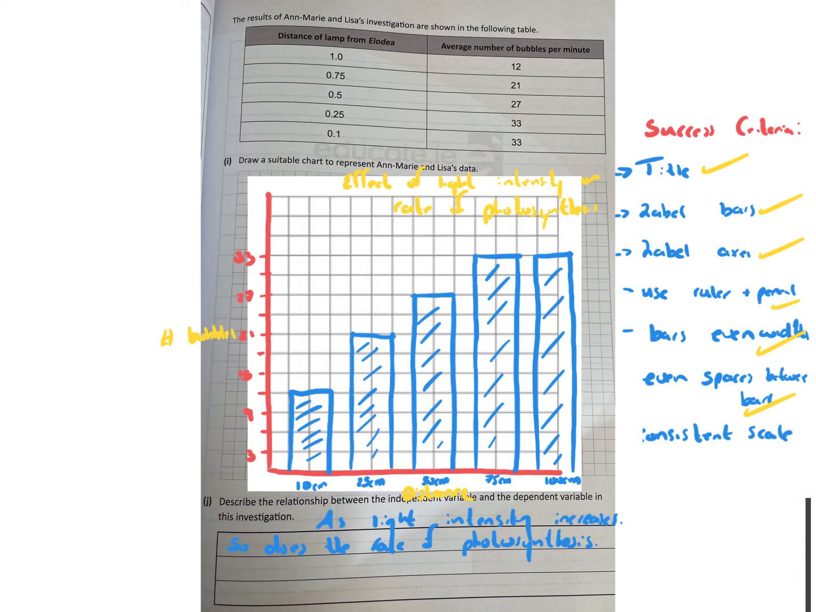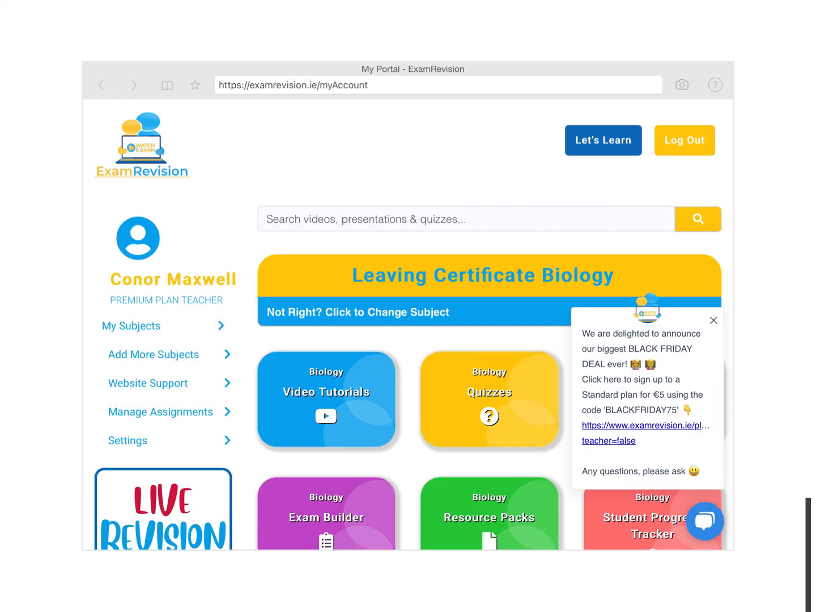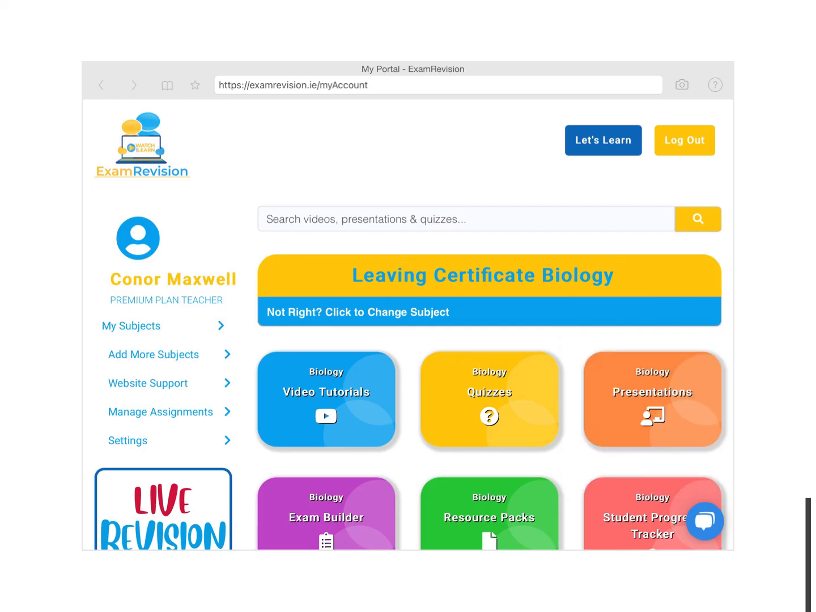And if you're asked, how did you know this was the case? You can say it's because the number of bubbles increased the closer the lamp was to the experiment, or to the Elodea in this case. So that's everything we need on photosynthesis and respiration.